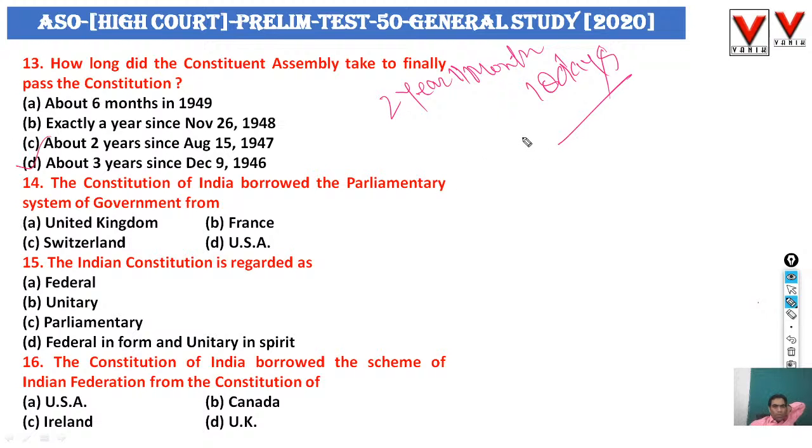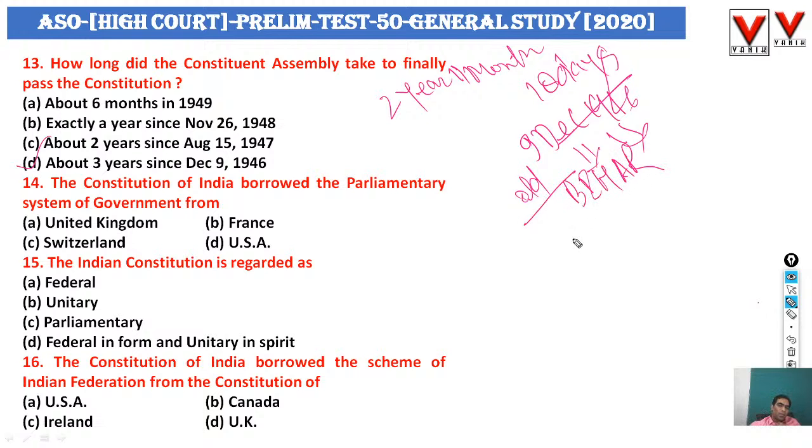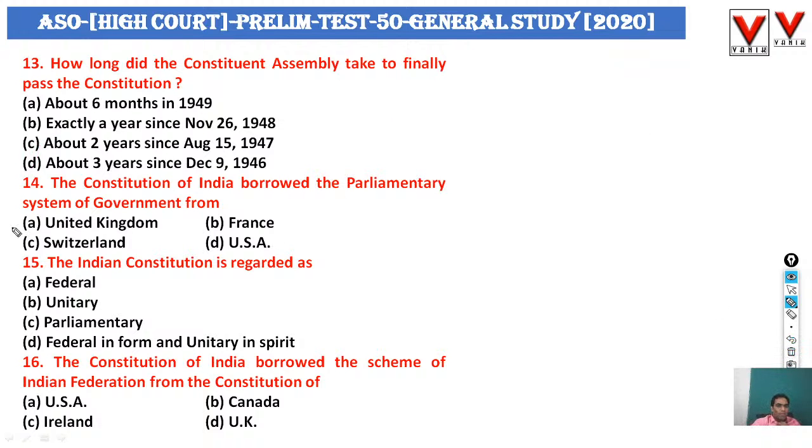Right answer is D. On the 9th December 1946, the first meeting of the Constituent Assembly was held. On that day, it was presided over by a very old person from Bihar. Then Rajendra Prasad was the permanent president. So the right answer is D, that is 2 years, 11 months, and 18 days.